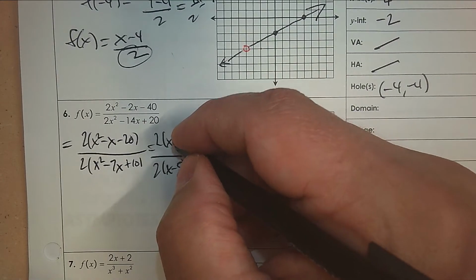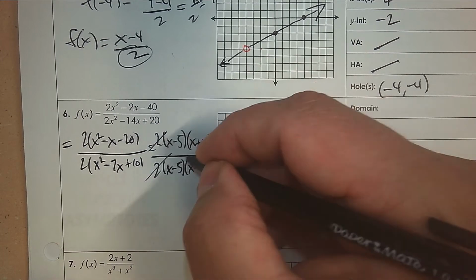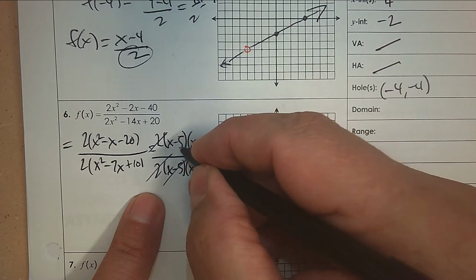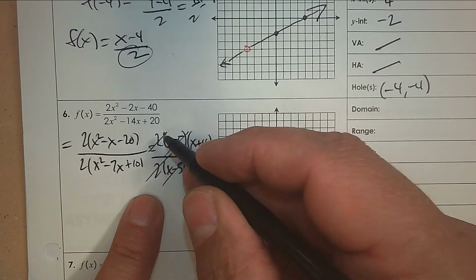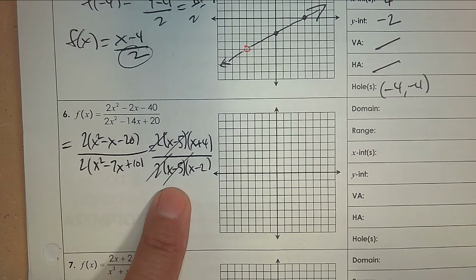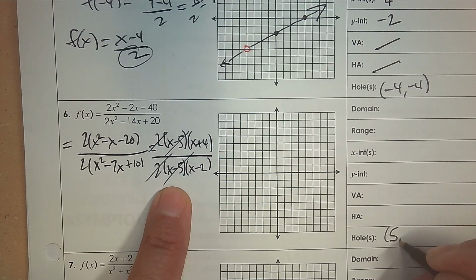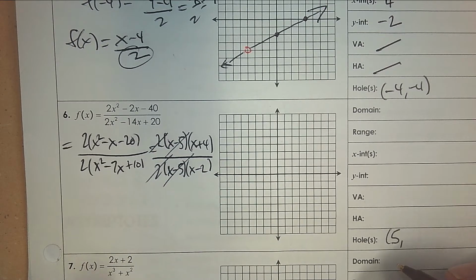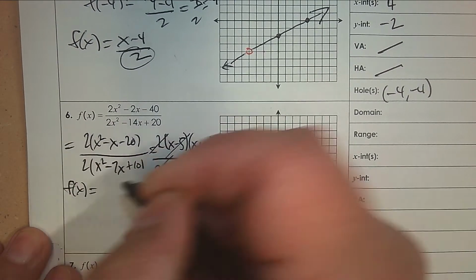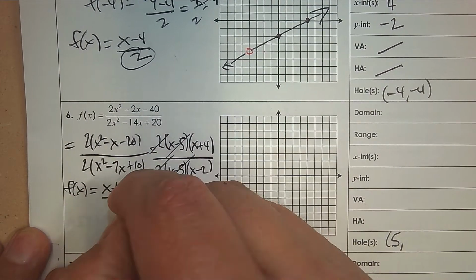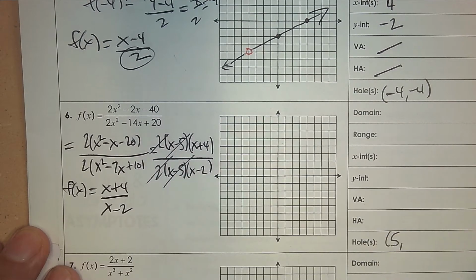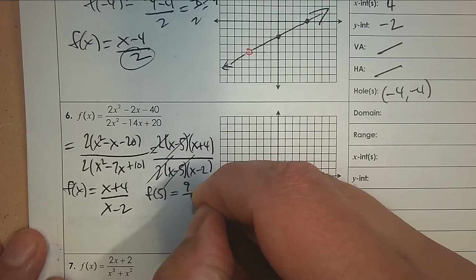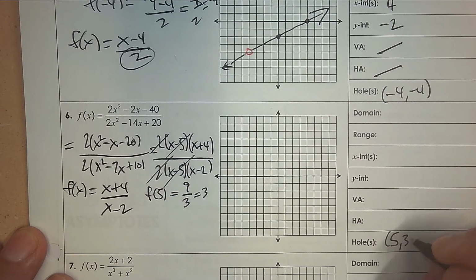So I can see what's going to be removable, the 2, but the 2's that remove do not create a hole. But x subtract 5 does. So a constant, that's fine. That just removes without a hole. But this one's going to create a hole. So I know there's a hole at positive 5. And then I need to write down what's left after you do the removing. So what's left after you remove is x plus 4 over x subtract 2. So when I plug in 5, I get 9 over 3, which is 3. So the hole at 5, 3.